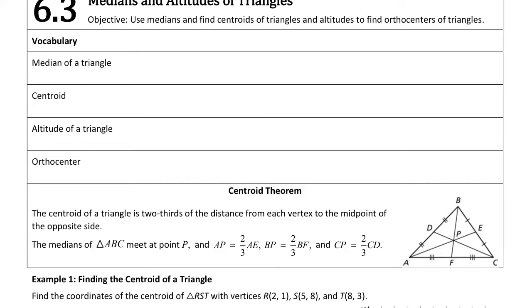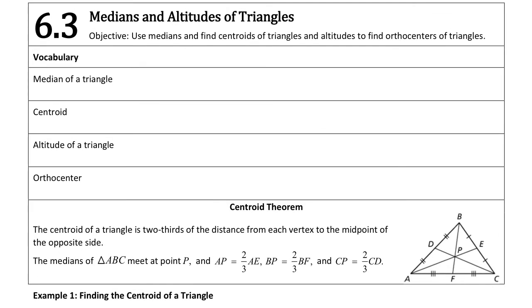Okay, so we are at Unit 6, Lesson 3. And this lesson talks about medians and altitudes of triangles. Now, in this lesson, it is extremely important that you go through the vocabulary, okay? Because I'm going to use these terms, and I'm going to expect that you know what I'm talking about. So be able to have the definitions of a median, centroid, altitude, and orthocenter written down so you can at least reference them, okay?